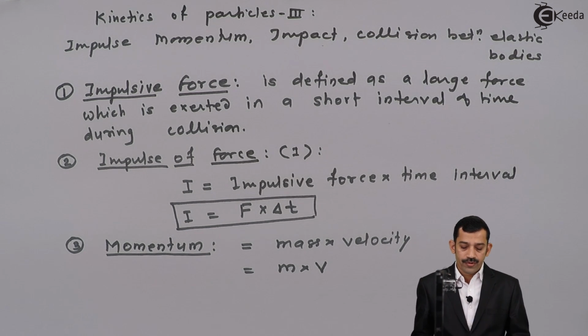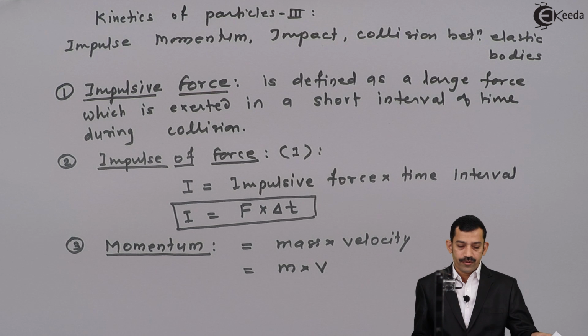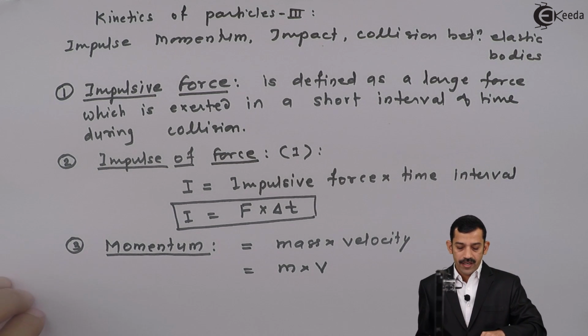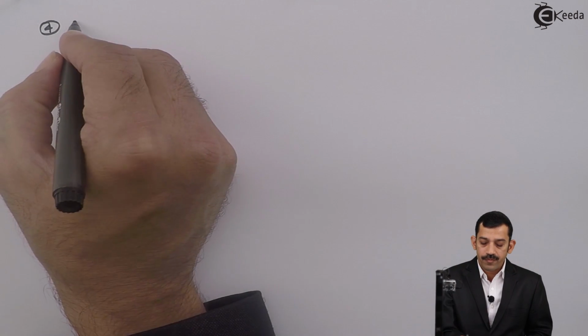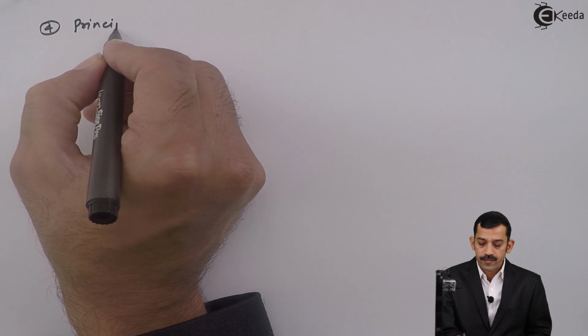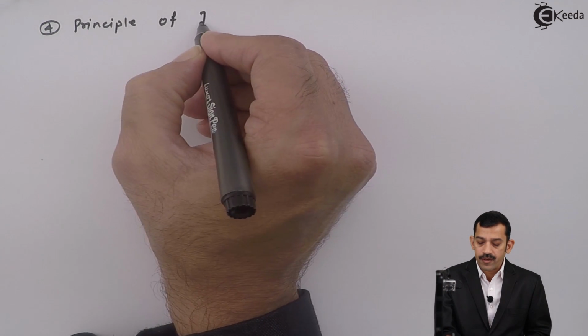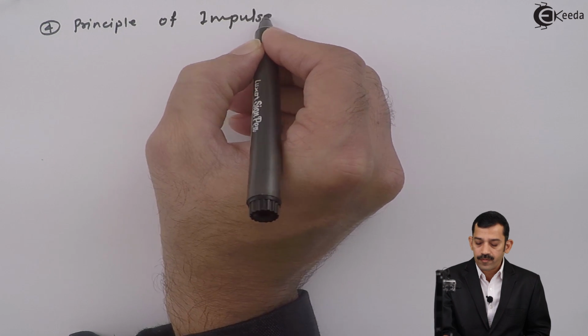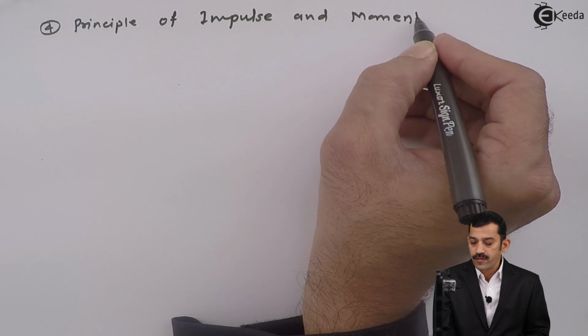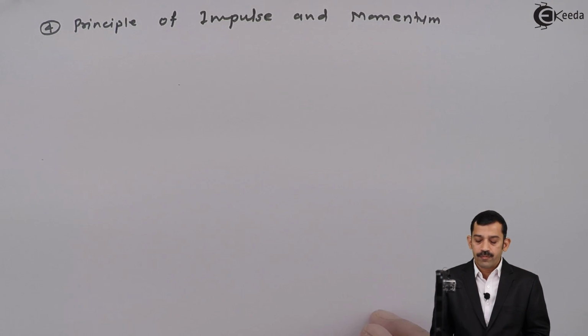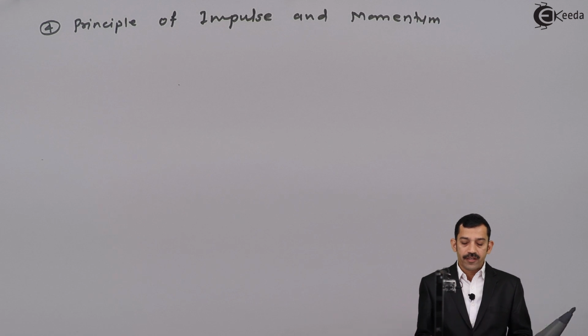First term is impulsive force, second one is impulse of force, and third term what we discuss is what? Momentum. Let's see. Next part is what? Fourth term. Number 4, principle of impulse and momentum. Principle of impulse and momentum, basically a relation between impulse of a force and momentum.